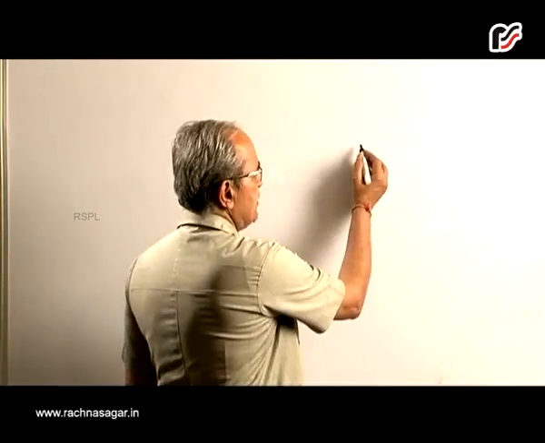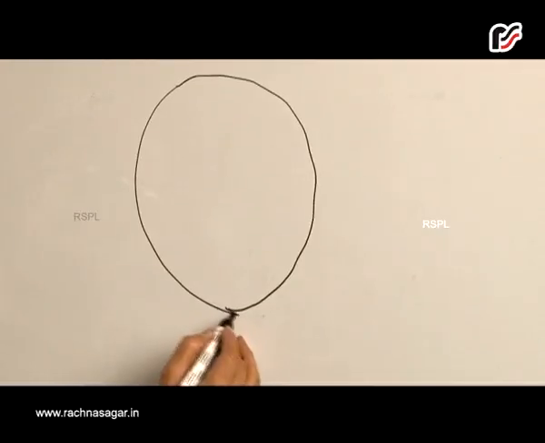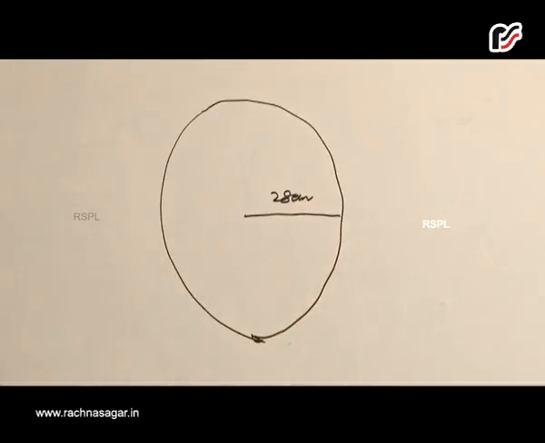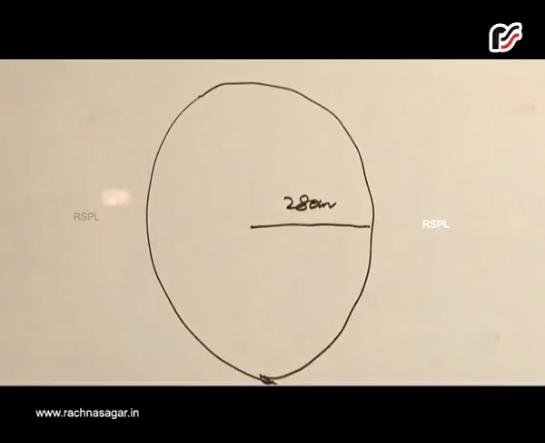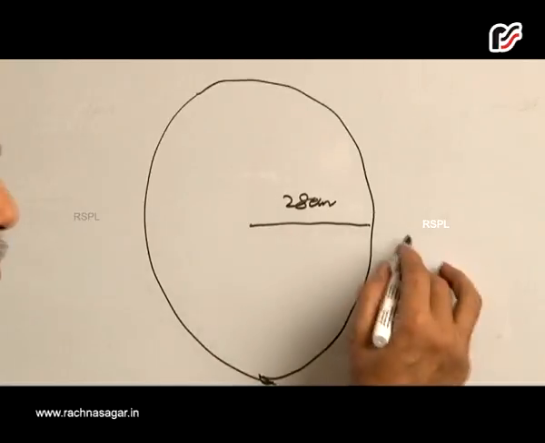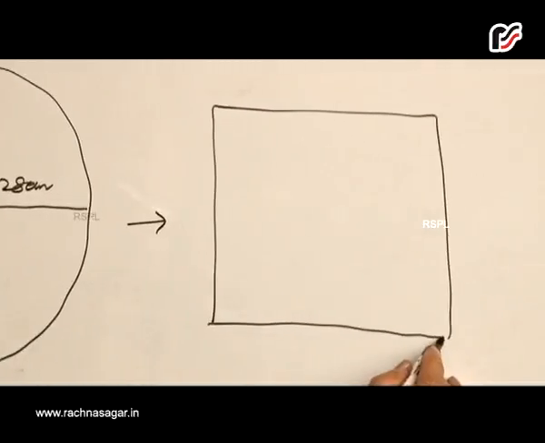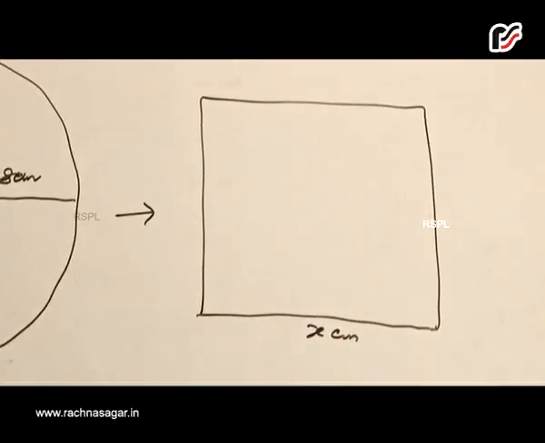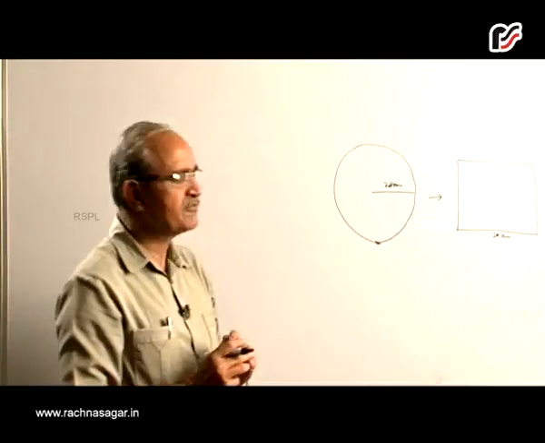In this question, a wire is in the form of a circle of radius 28 centimeters. This wire is rebent into a square of side, let's say x centimeters. So we have to find what is the side of the square.